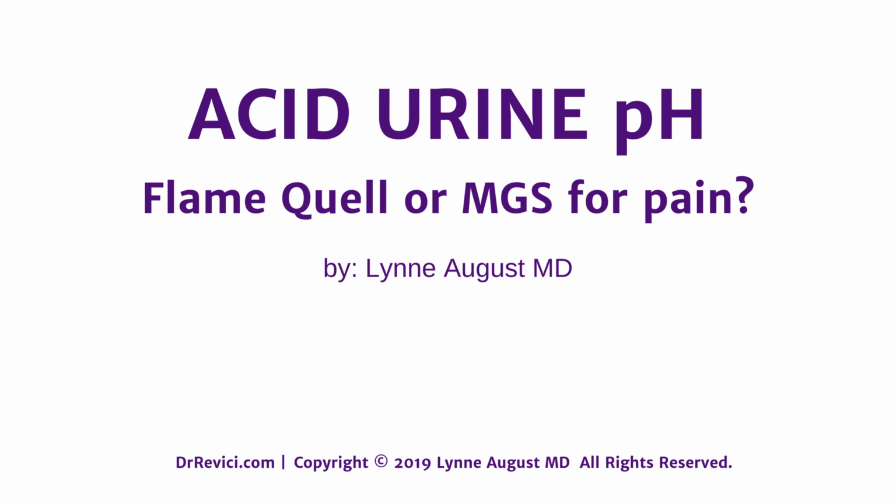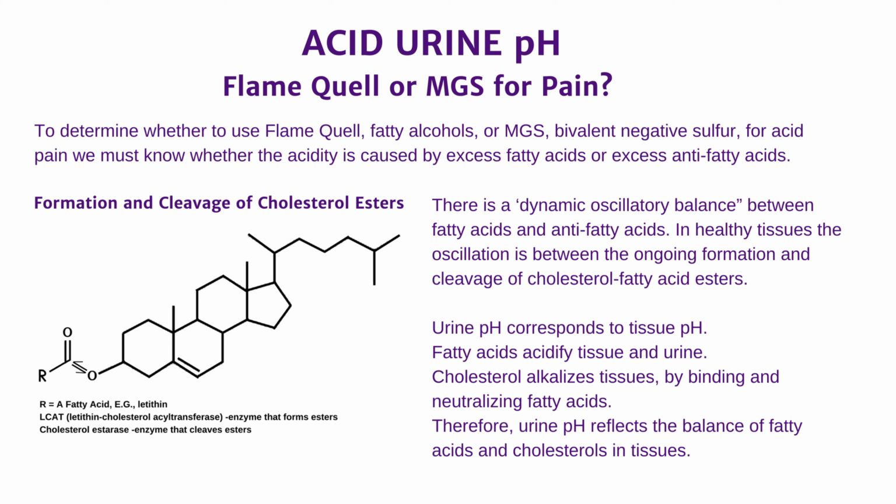Listen in to Lynne August MD explain how to determine if Flame Quell or MGS is best for pain for someone with acidic urine. To determine whether to use Flame Quell, fatty alcohols, or MGS, bivalent negative sulfur, for acid pain, we must know whether the acidity is caused by excess fatty acids or excess anti-fatty acids.